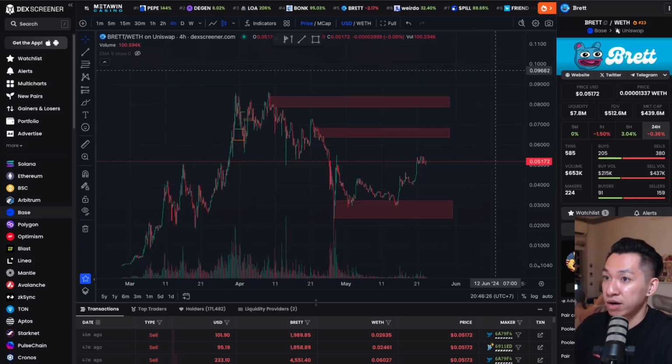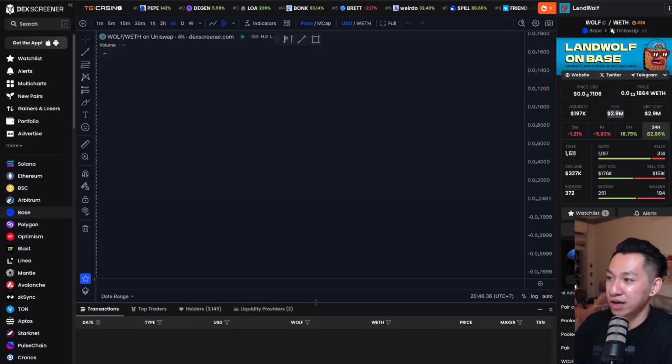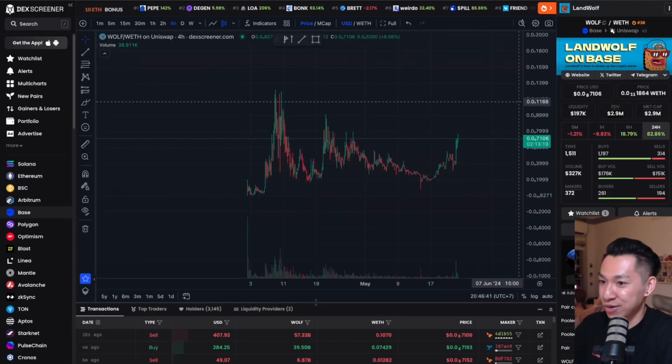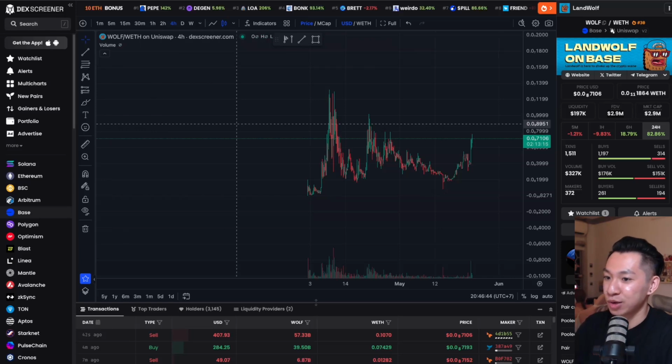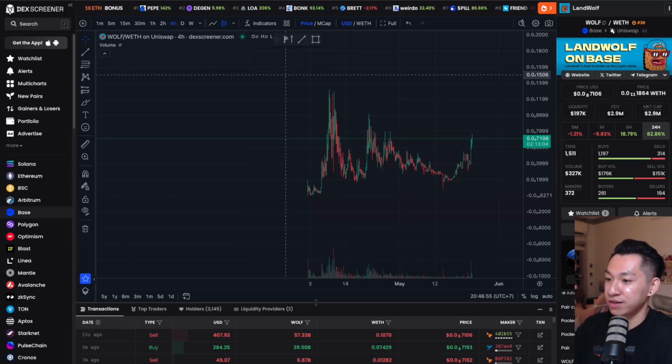So right now, Red's market cap is 500 mil, right? But if we go over to Wolf, then the market cap is really low. It's like 3 mil. So the lower the market cap, the riskier the token is. And sometimes if you buy into a token that just launched within a few hours, you're running the risk of the developer of that token just rugging you. They'll just sell everything they have.